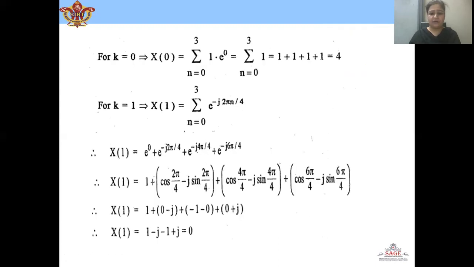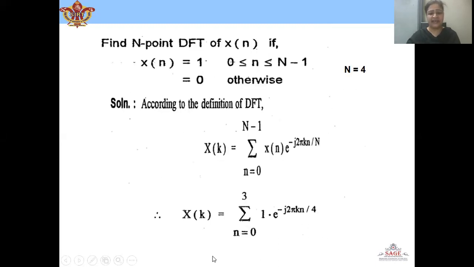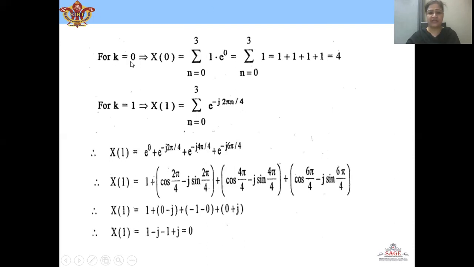Now, we know that k has value from 0 to 3, that means from 0 to N minus 1. So first we will find the value at k equal to 0. That means we will find X[0]. When we put k equal to 0, it will be 1 into e to the power 0, which is 1. So expanding this summation, I'll get 1 plus 1 plus 1 plus 1, which is 4.